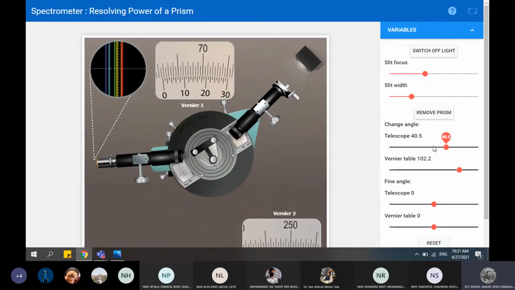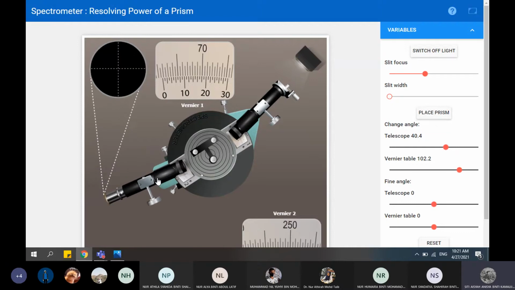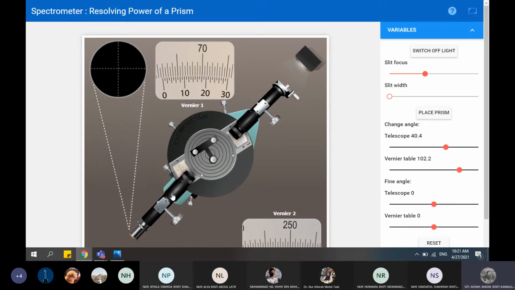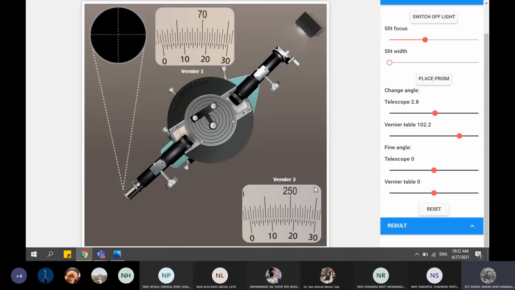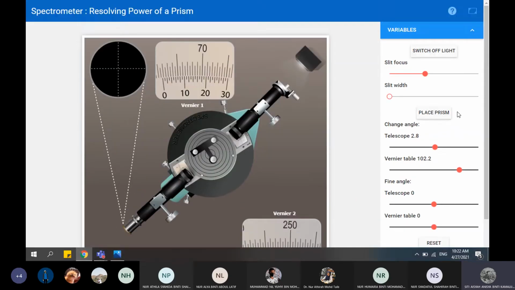Okay, here we find it. I'm going to focus it a little bit. It's not sharp. Okay, and then we remove the prism and note the direct ray reading. Here we remove. We turn the telescope to parallel to get the direct readings, and so we measure the readings, and then after that we place again the prism.